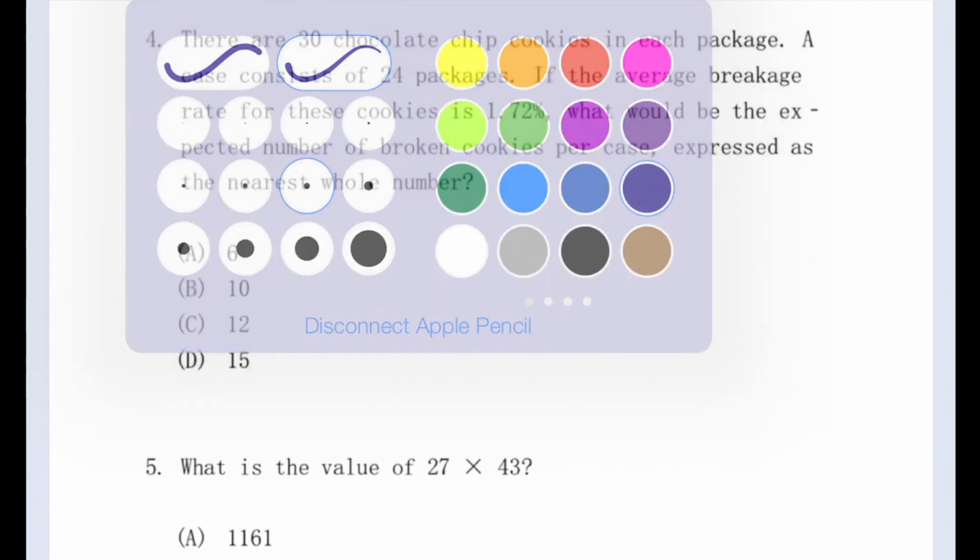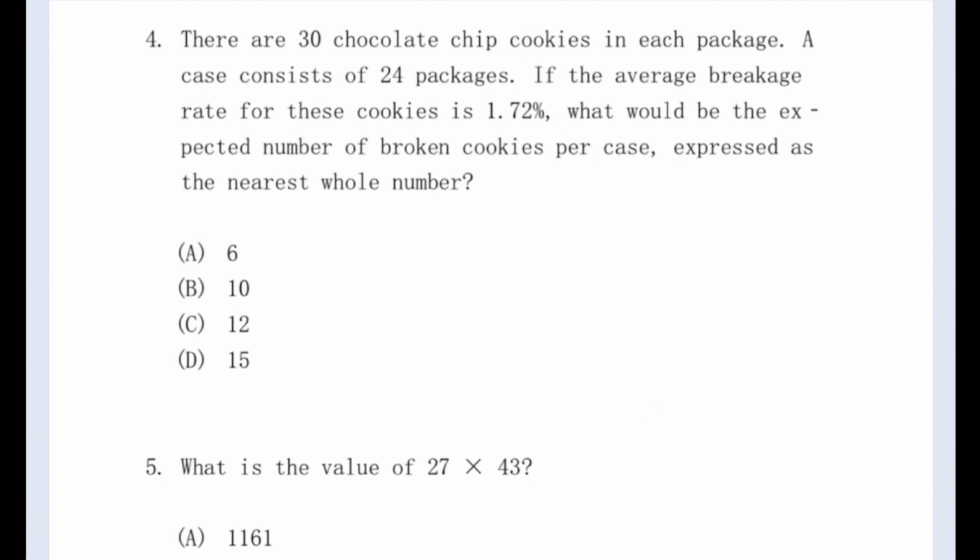Moving on to the next problem. There are 30 chocolate chip cookies in a package. A case consists of 24 packages. If the average breakage rate for these cookies is 1.72%, what would be the expected number of broken cookies per case, expressed as the nearest whole number?